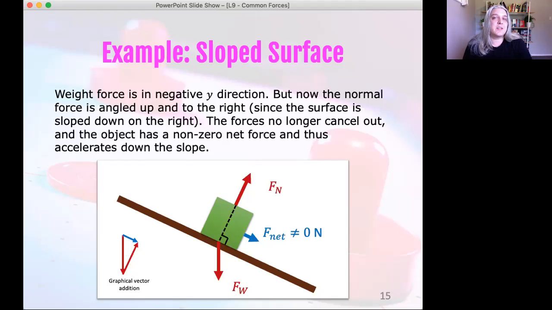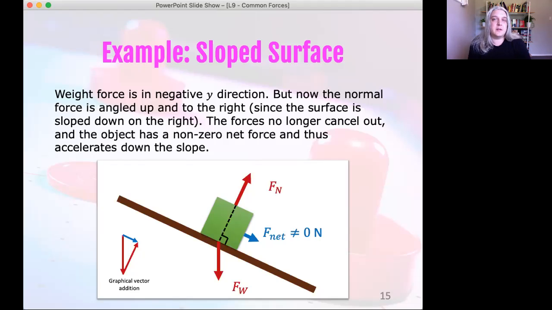That means the forces cannot cancel out. If they're pointing in different directions, there's no way they can cancel out. They can partially cancel, and so we end up with a net force that is pretty small compared to either of the two original forces, the weight force and the normal force, but they will not completely cancel out. That means we will end up with a net force.